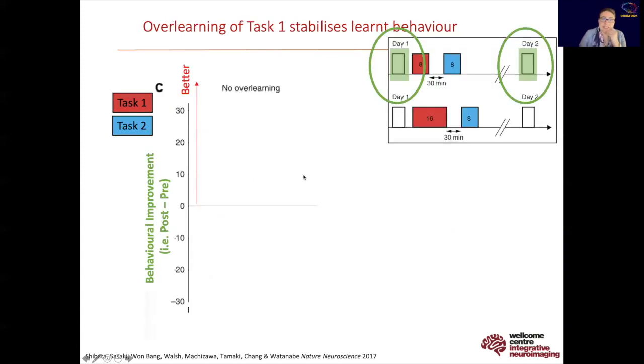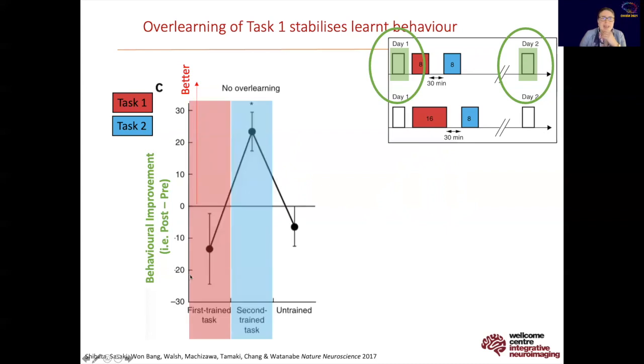So what did they do? They looked at learning of two different tasks. And they showed that if you learn your first task, then that actually improves learning of your second task. Okay, and then an untrained task goes back again.